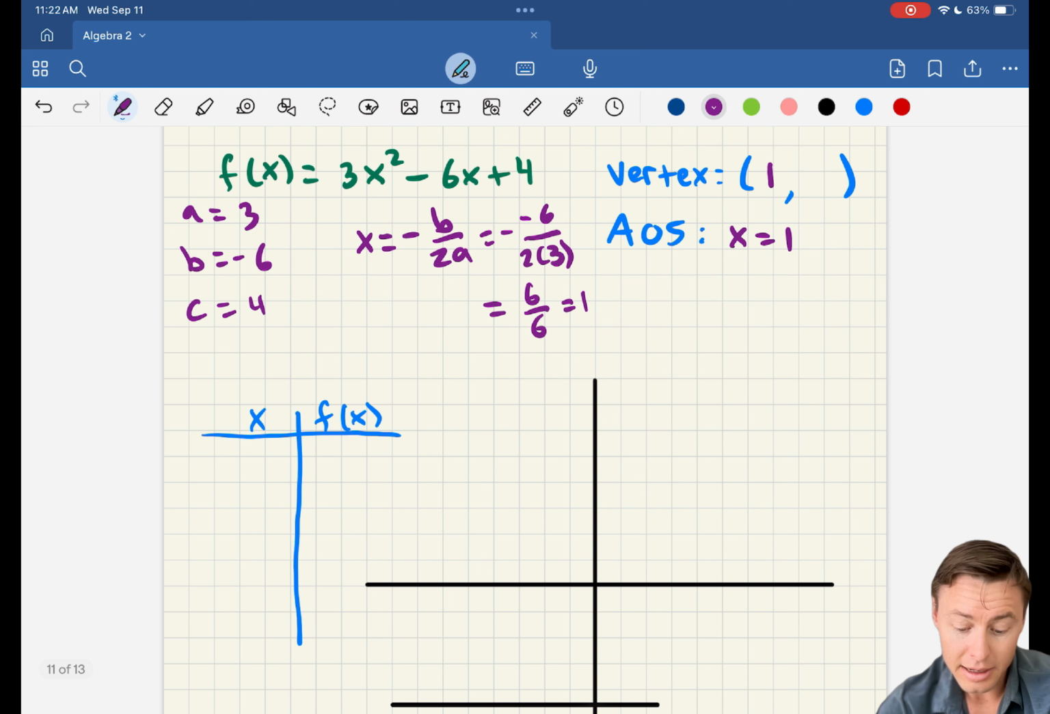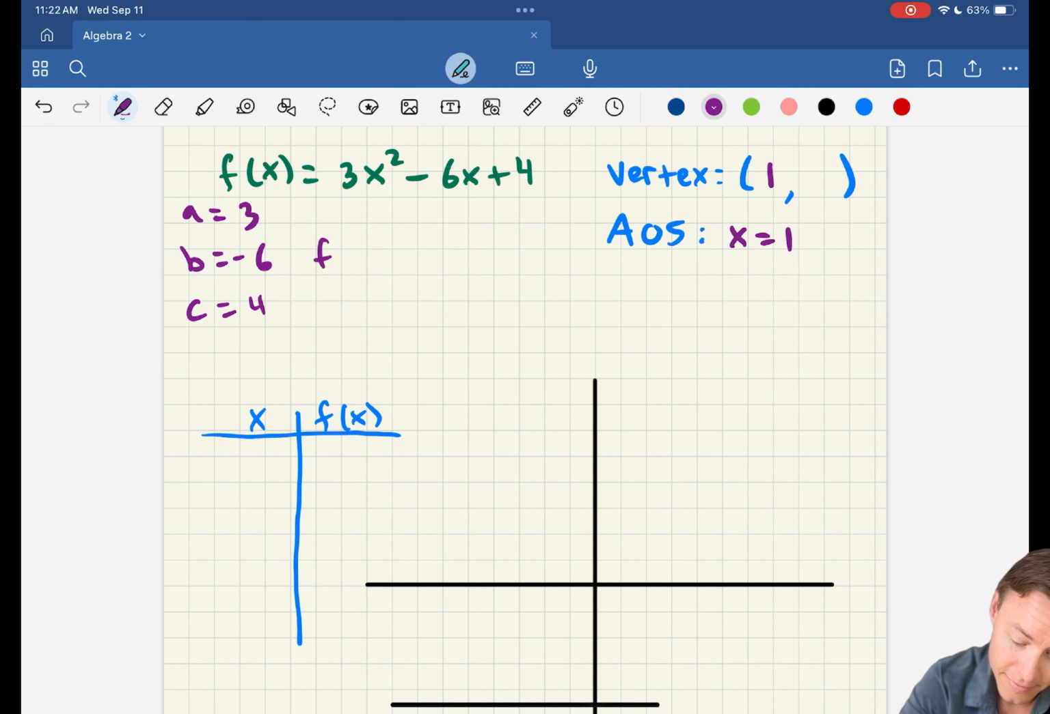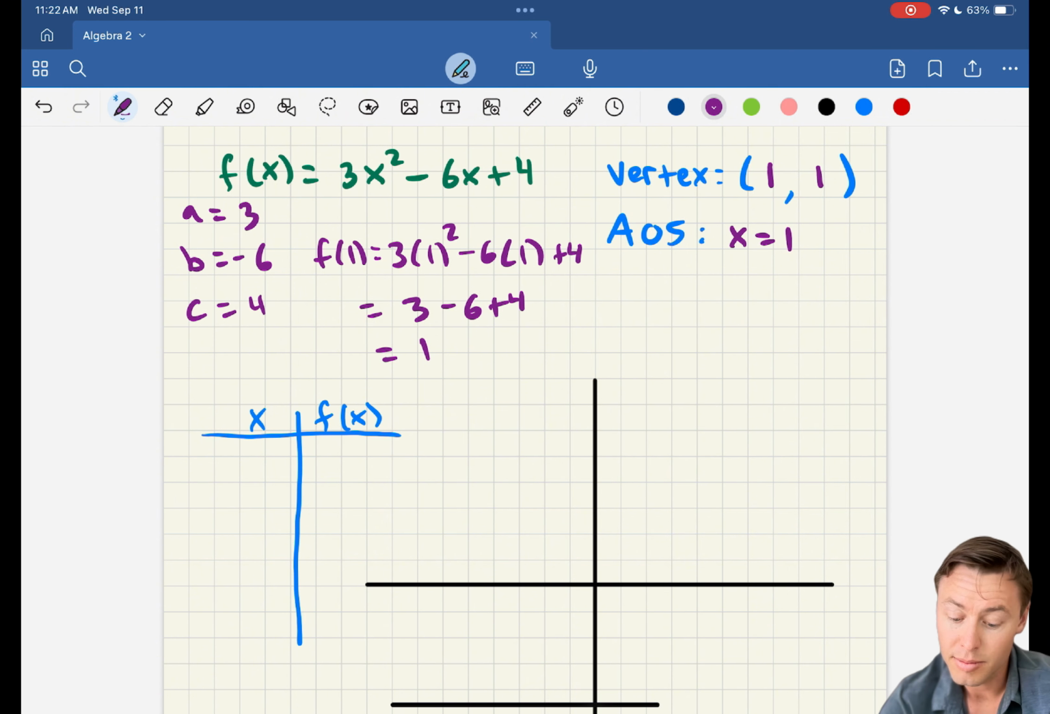How do we go about finding the y value? We simply plug that x value back into the function. So f of 1 would be equal to 3 times 1 squared minus 6 times 1 plus 4, which is equal to 3 minus 6 plus 4, which is equal to -3 plus 4, which is 1. So our y value is also 1, meaning our vertex is at 1, comma 1.